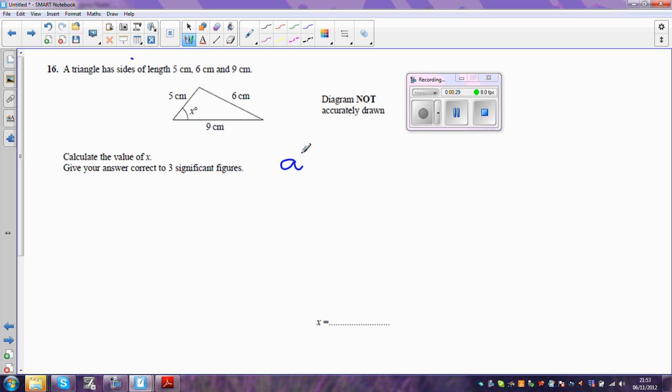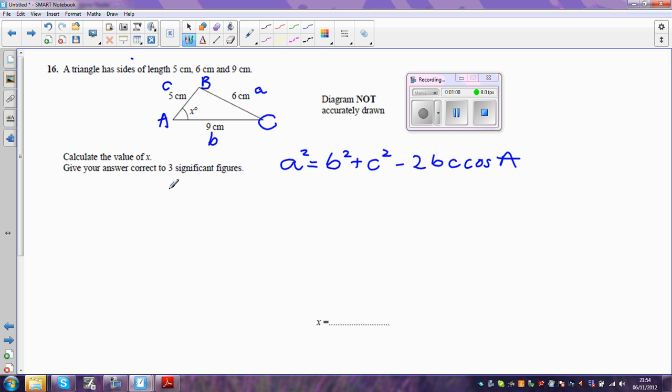And the cosine rule is given to us in the front of the exam paper as a squared equals b squared plus c squared minus 2bc cos A. Okay, so what I'm going to do is label the sides, so that this is angle A, this is angle B, and this is angle C. And remember, this will be side A, opposite angle A. This is side B, which is opposite angle B. And this little one here is side C, which is opposite angle C. Okay, so let's plug that into the cosine rule.